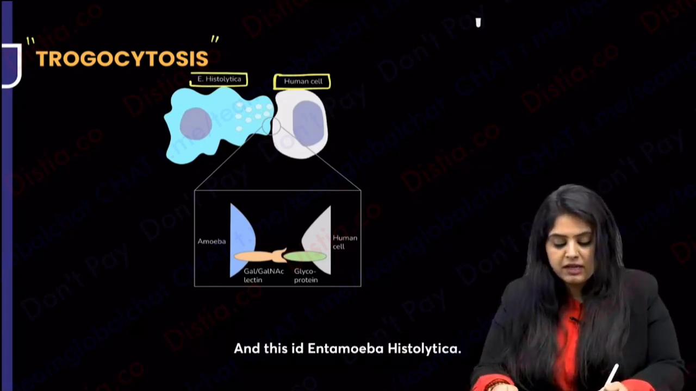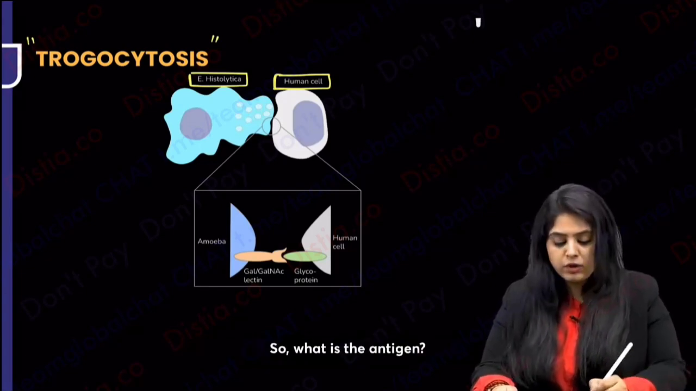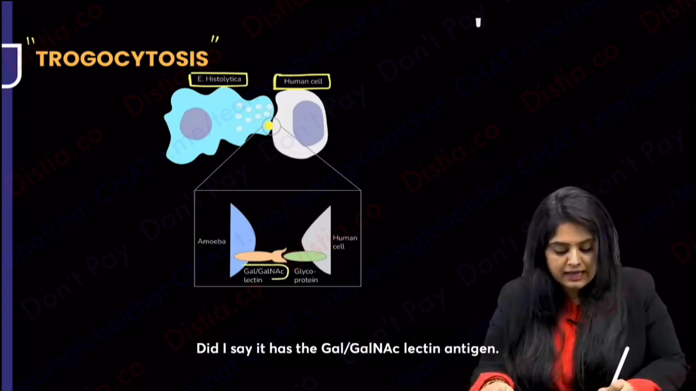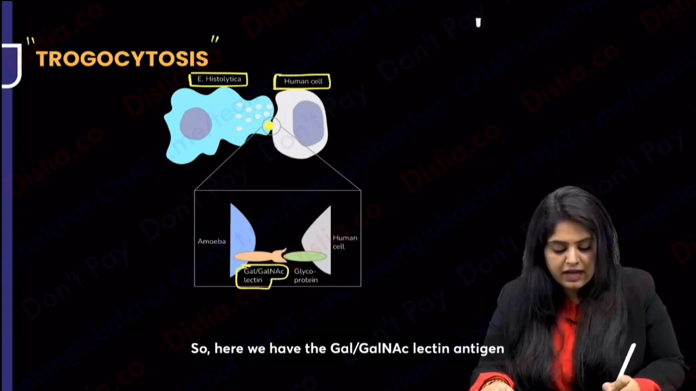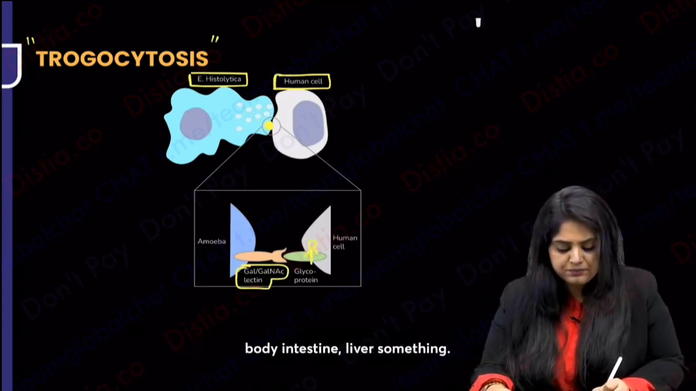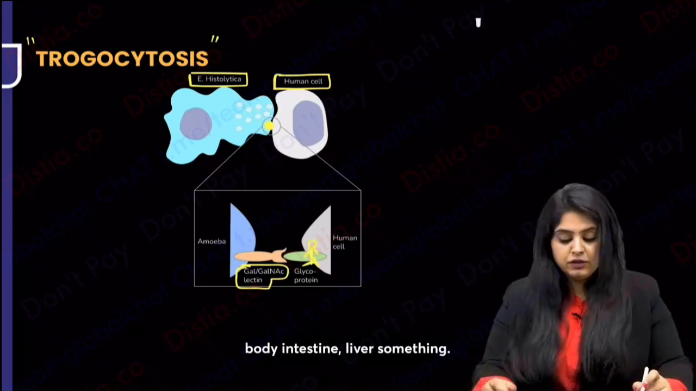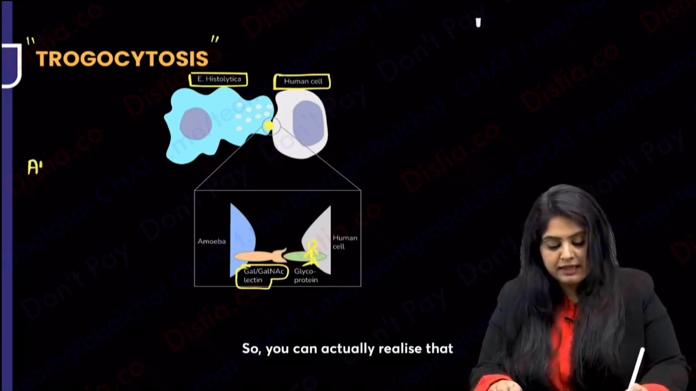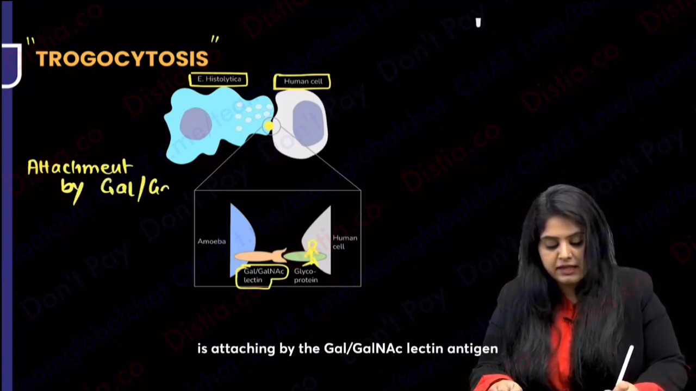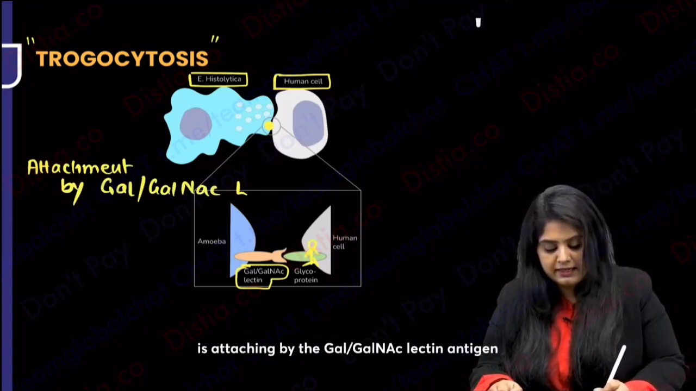And this is Entamoeba histolytica. So what is the antigen? What did I tell you? Entamoeba histolytica has what antigen? Did I say it has the Gal/GalNAc lectin antigen? So here we have the Gal/GalNAc lectin antigen, and this is some cell of our body. Intestine, liver, something. So you can actually realize that the attachment is occurring by this antigen. The organism is attaching by the Gal/GalNAc lectin antigen.